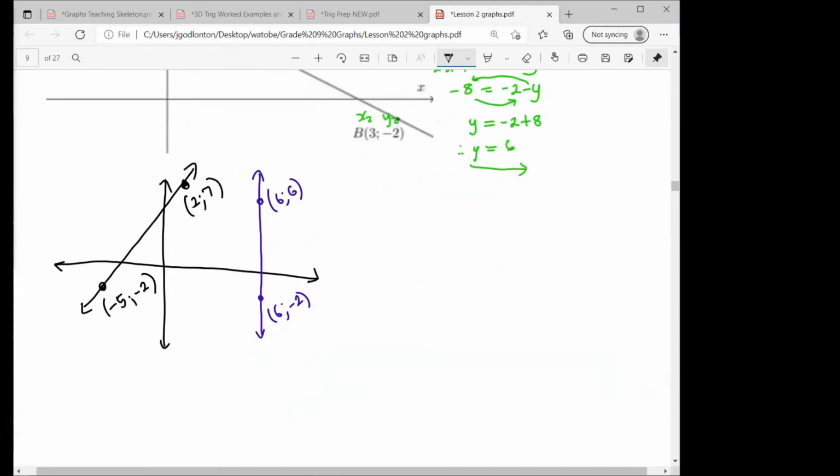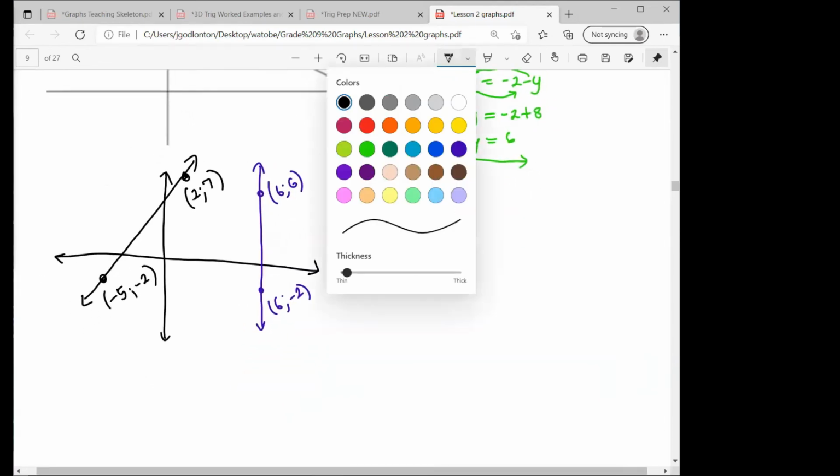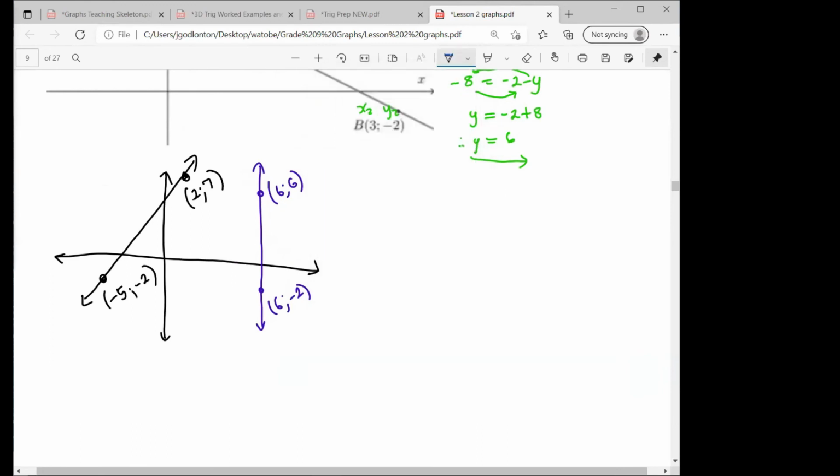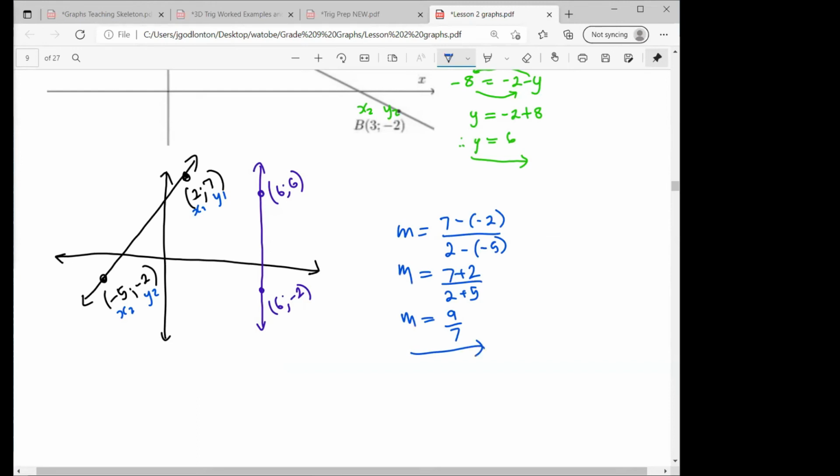Okay, let's start with the black line that we have over there. Gerald's answer was absolutely right. So I'm just going to label these quickly: X1, Y1, X2, Y2. So for my black line, I would have 7 minus -2 over 2 minus -5, which gives me 7 plus 2 over 2 plus 5, which is 9/7. So my black line's gradient would be 9/7.